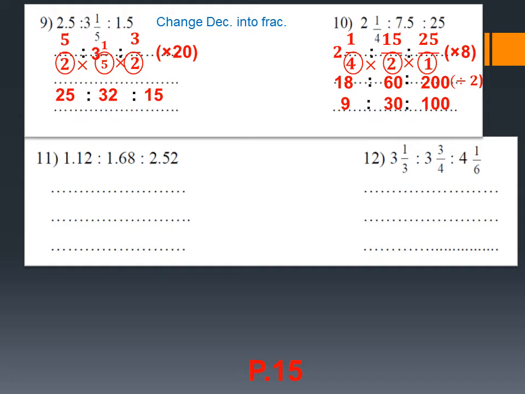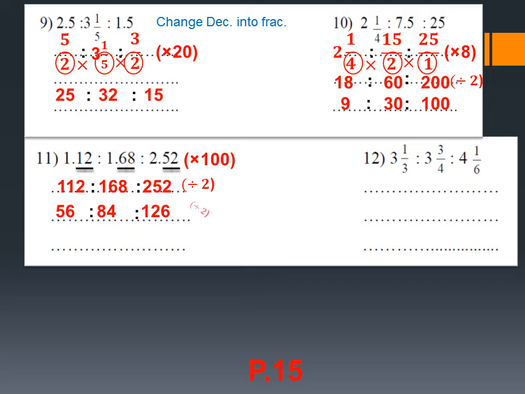Here we have a ratio between decimals. We check the decimal places. All of them have two decimal places. That means multiply all of them by 100 to convert them into whole numbers and start to simplify the ratio. Divide by 2 because all of them are even numbers. 112 divided by 2 equals 56. 168 divided by 2 equals 84. 252 divided by 2 equals 126.